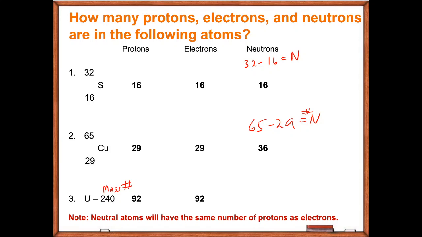If you just do the math, 240 minus 92 will give you the number of neutrons, which is 148. So just from this symbol, you get all of it. Well, the ones at the top give you a little more information, but you can still determine all the same things from the symbol at the bottom. Sometimes you'll see it written that way, sometimes the way at the top. Okay, so let's move on.